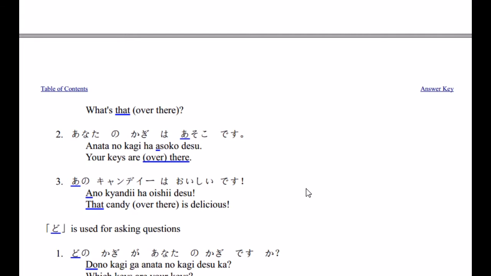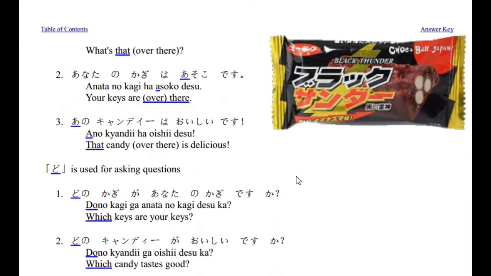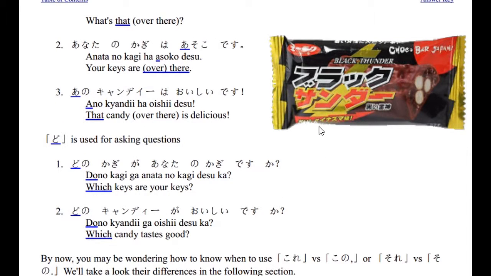So personally, my favorite Japanese treat is the Black Sanda cookie. So if you've never had one, I really recommend trying one. Maybe you can try to find one on eBay, or if you go to Japan, definitely pick one up.